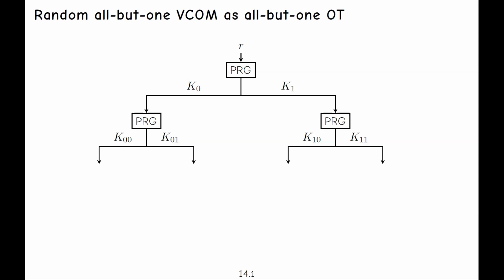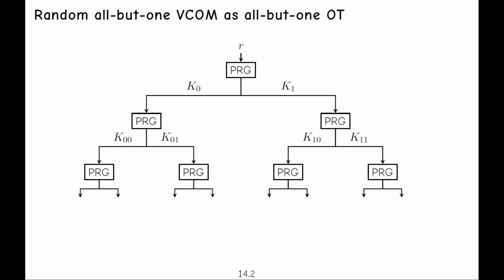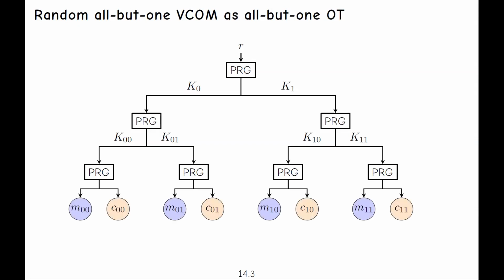We cannot do this for technical reasons. So we apply another PRG with some special properties, which then gives us our message and a commitment to the message. Now we hash these commitments together to actually get our vector commitment in the end. So the vector commitment is just this.